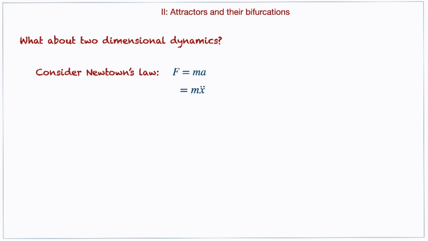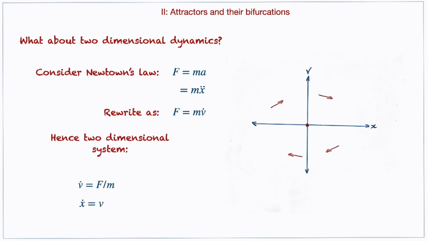F equals ma, that's the second derivative of x. So we're going to write that as m v dot, where v is the derivative of x, and v dot is now f on m. So that's two-dimensional first-order differential equations, which are easier to deal with if you want to do the geometry. And now we have these vectors in our two-dimensional manifold spanned by x and v.